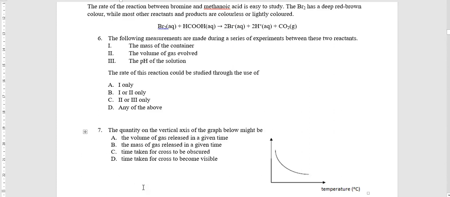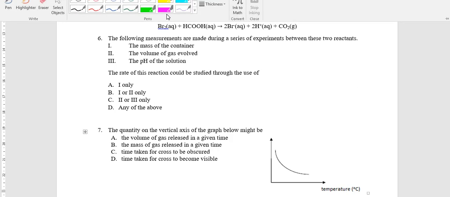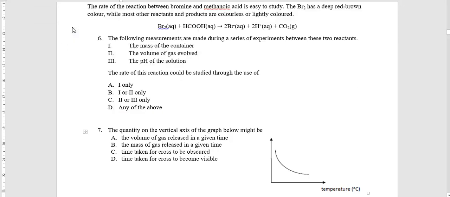Okay, continuing with the multiple choice section, we're going to do the next 5 questions now. Question 6 and 7 is a combo with the same information provided. This is when we start moving on to rates.